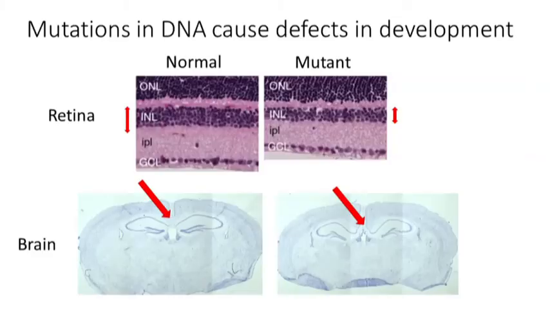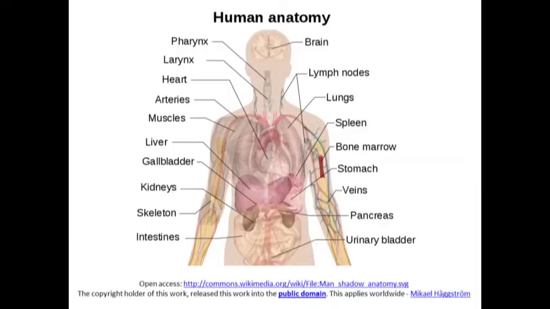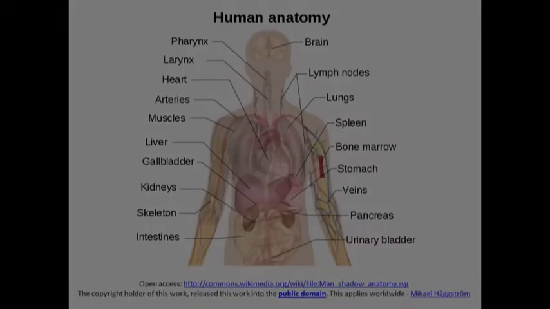You can see that mutation in a specific gene causes the retina to be much thinner due to a loss of cells in this layer. A mutation in this gene also causes a loss of cells in the hippocampus, affecting spatial learning and memory. Most of the time, our bodies develop properly, but sometimes things go wrong.